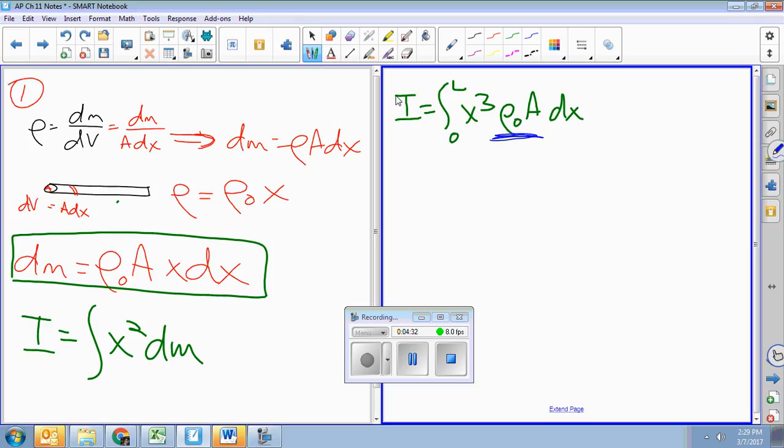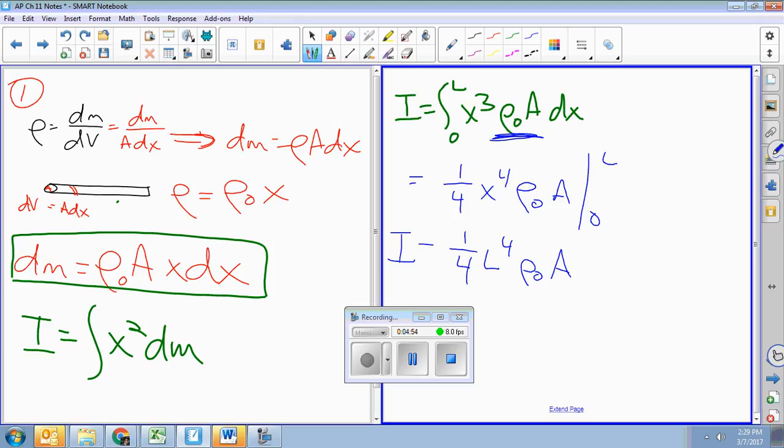And then what's the integral of x cubed? 1/4 x to the 4th, right? So this is 1/4 x to the 4th rho o a evaluated between 0 and L. So plug in your L, and you end up getting this. You get 1/4 of L to the 4th times rho o times a. Great, there's I. But that's not one of the choices on the sheet.